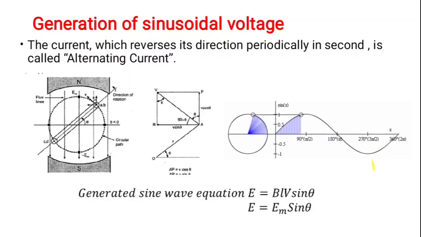So when it is at 3 pi by 2 angle, it cuts maximum flux, but because of the south pole the EMF is negative. So this is how the sinusoidal voltage is generated when the conductor rotates in anti-clockwise direction. That is very beautifully shown in the figure.